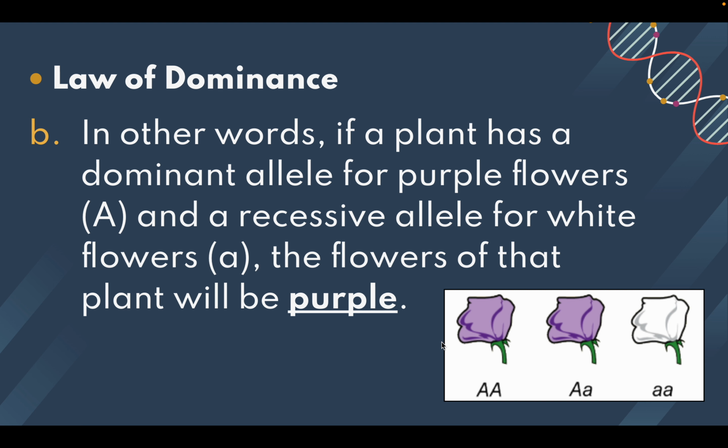In other words, if a plant has a dominant allele for purple flowers, which is capital A, and a recessive allele for white flowers, that's a lowercase a, that flower would be purple. So we can see that here. If I have two capital A's or two dominant alleles, I will get a purple flower. If I have two recessive alleles or two little a's, I get a white flower. But if I have a big A and a little a, then this dominant A, which codes for purple, covers up or masks the white, and this flower also shows as purple.